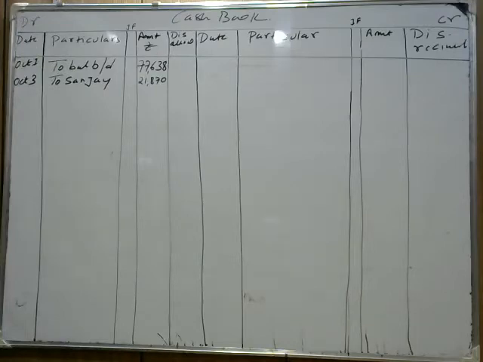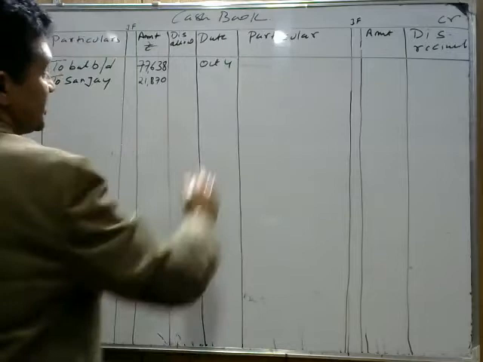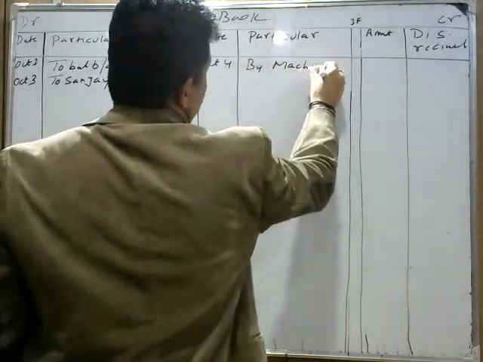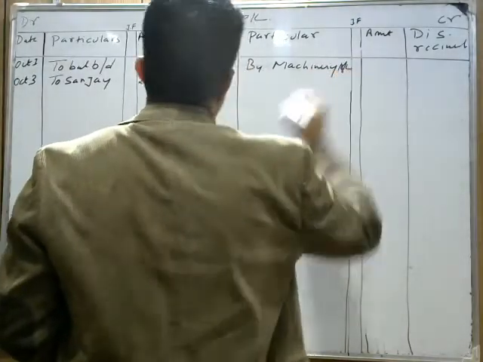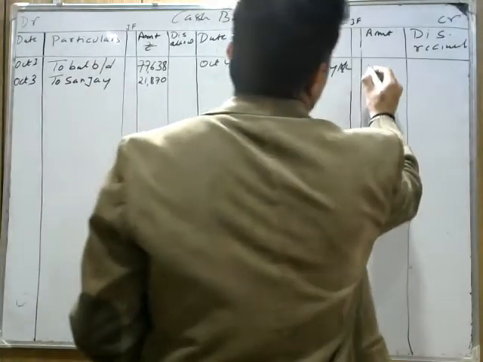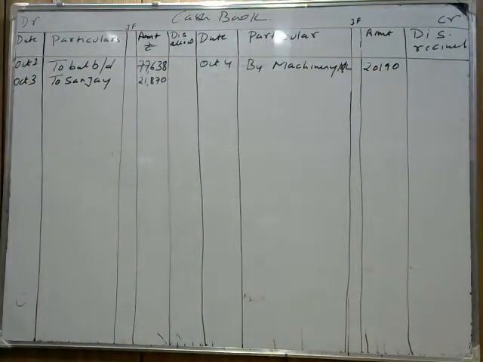Next, you purchase machinery on October 4th. So we write here October 4th. When you purchase machinery, you pay cash. You will write By machinery account. How much did you pay for machinery? You paid for machinery 20,190. You simply mention here 20,190. You paid for machinery 20,190.